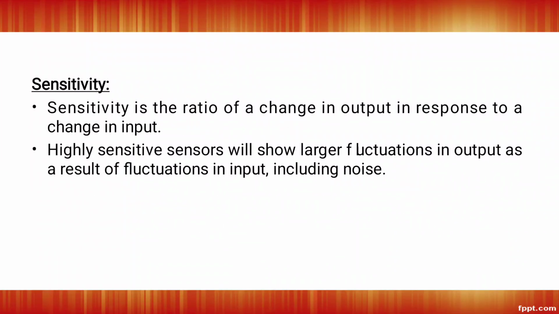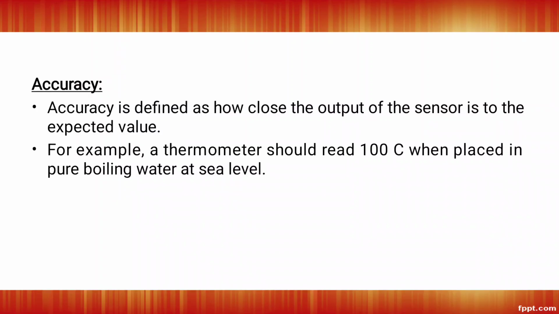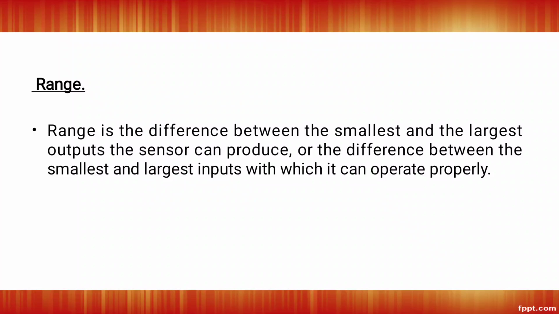Next is sensitivity. It means the ratio of change in output response to change in input. Next is accuracy. When considering a sensor, accuracy is an important factor. We need the accurate output for the given input. Next is range. Range means the difference between the smallest and largest output the sensor can produce.